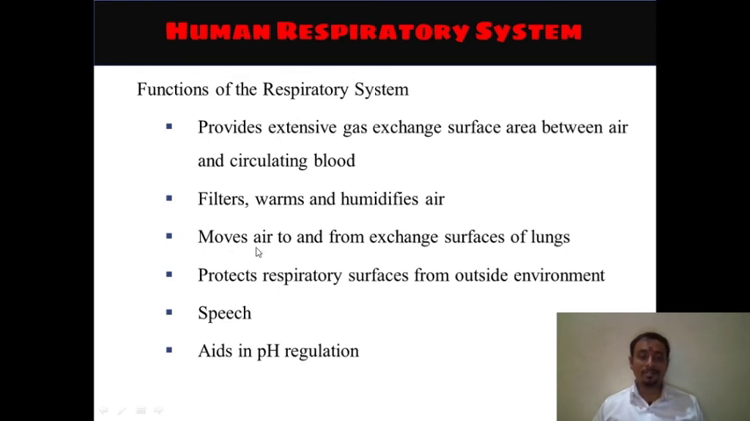The respiratory system's function is to move air to and from the exchange surfaces of the lungs. The respiratory system also protects respiratory surfaces from the outside environment. For speech also it is important, and it aids in pH regulation also.